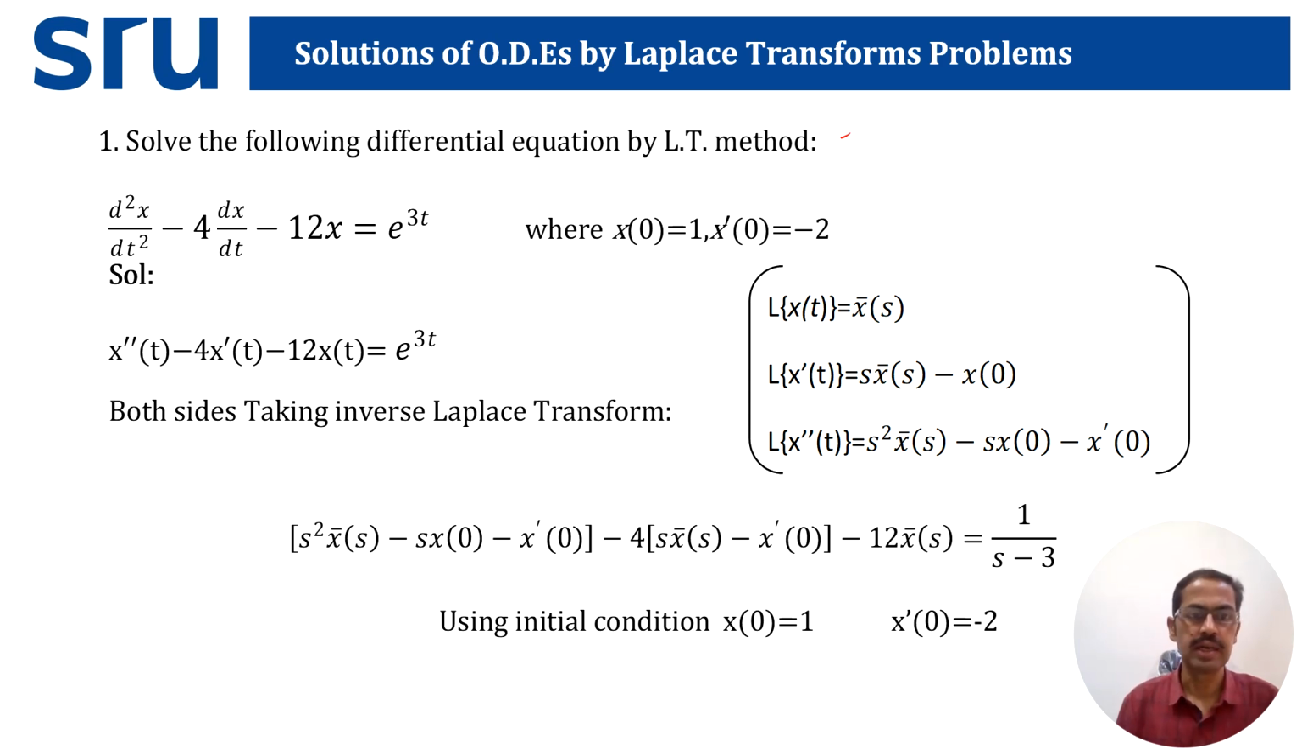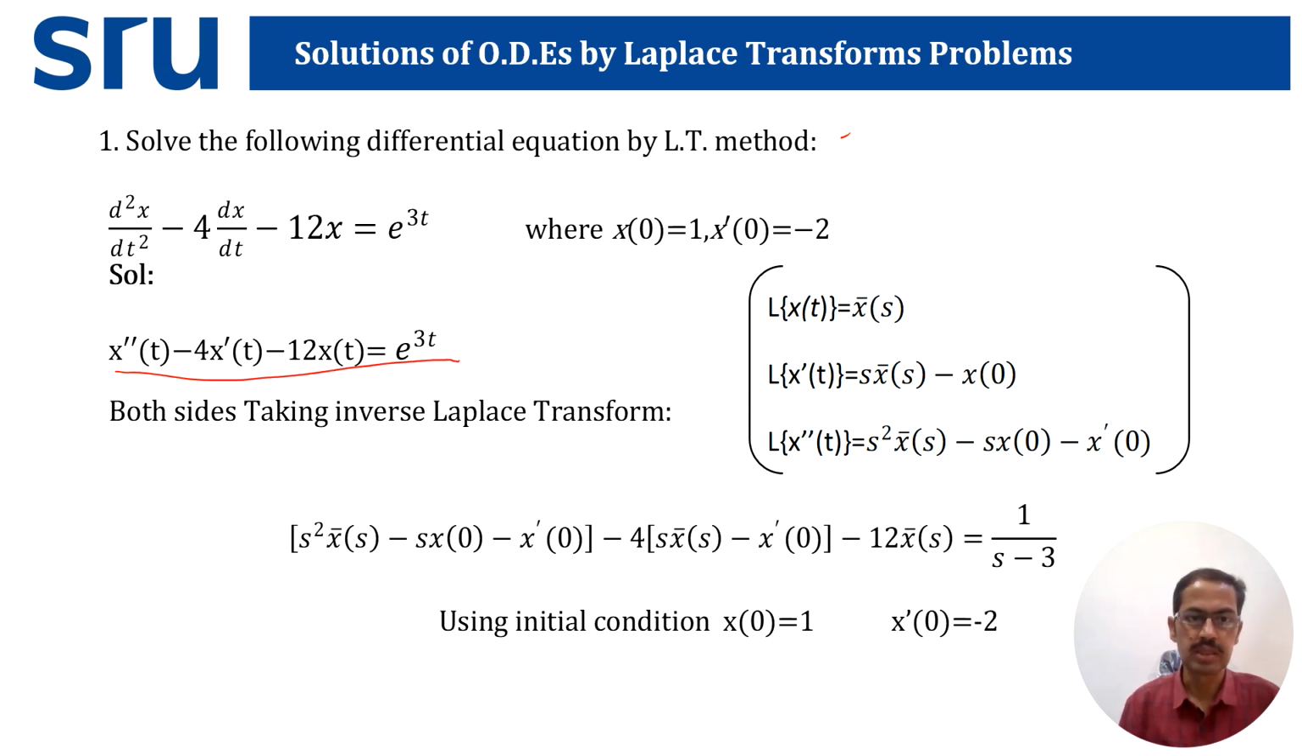Here d square x by dt square minus 4 dx by dt minus 12x equal to e to the power of t, where the initial conditions are x of 0, that is x of t at t equal to 0, is 1, and x dash at t equal to 0 is minus 2. Now this differential equation you can write as x double dash of t minus 4 times first derivative of t minus 12x of t equal to e to the power of t. So this is the given differential equation.